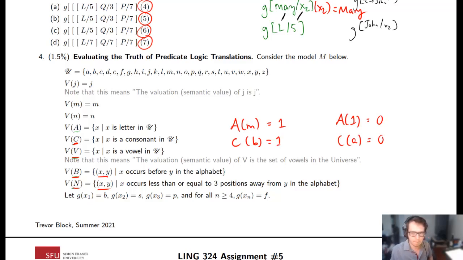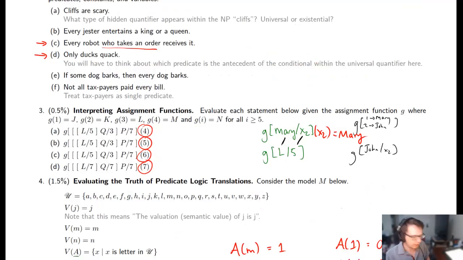I don't quite understand what you should do for question 3. Sorry, can you repeat that? You cut off at the end of the question. Yeah, so I don't quite understand what you should do for question 3. For question 3, this is just an assignment function replacement.